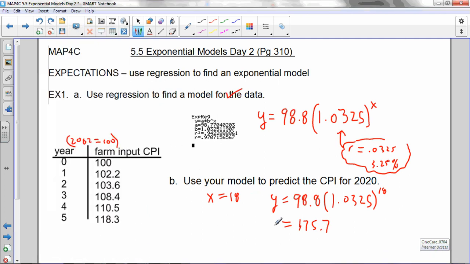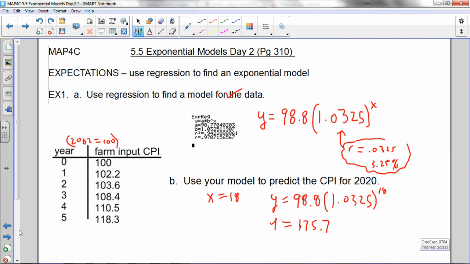So what does that actually mean? Remember, for an index, it's always a comparison. It would mean that in those 18 years, the farm input CPI, this is the cost to farmers to do their business, went up by 75% since 2002. By 2020, that's what that means.